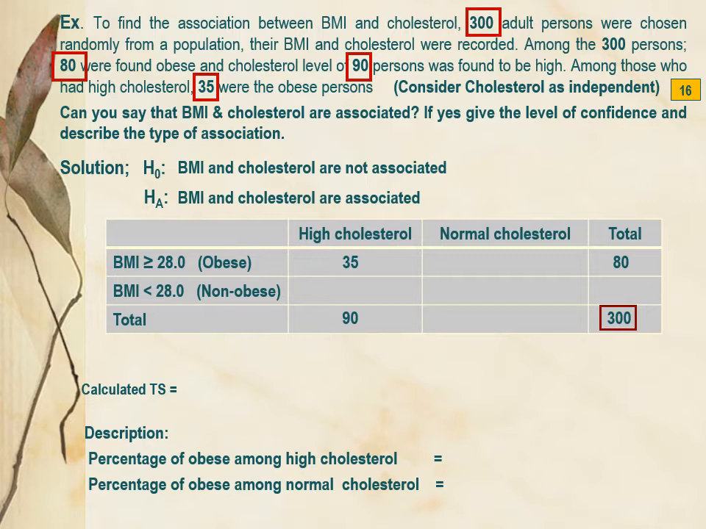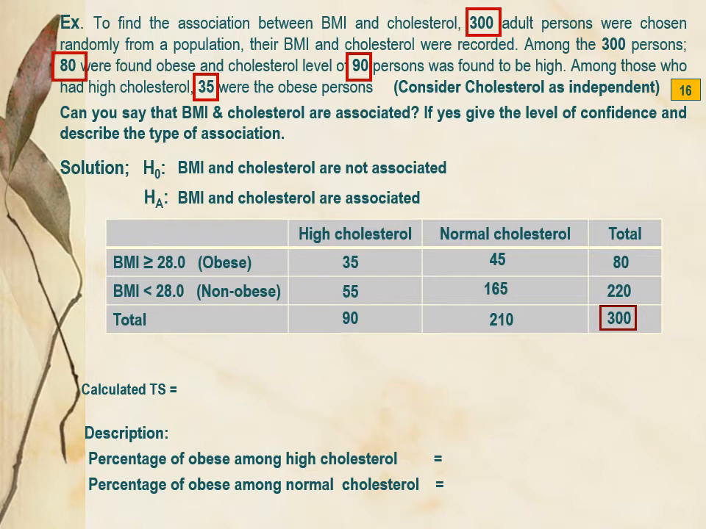Now you can complete it because totals are given to you. You can complete 300 minus 80 will give you 220, 300 minus 90 will give you 210, and using this 35 you can get the other three cell values, 90 minus 35 and then 80 minus 35 you will get 45, and then 210 minus 45 you will get. So you have completed the table.